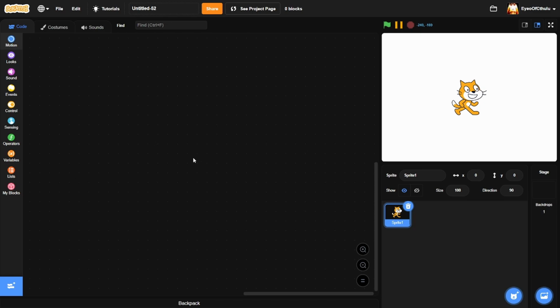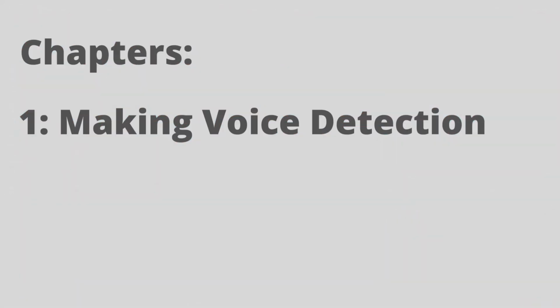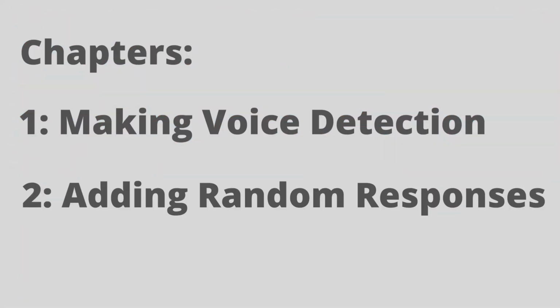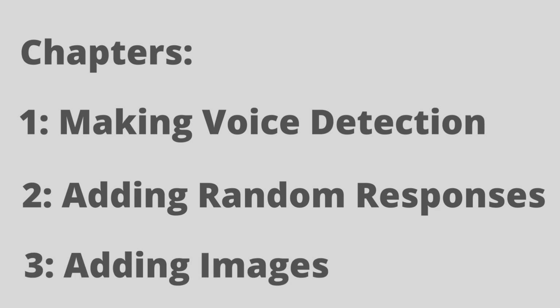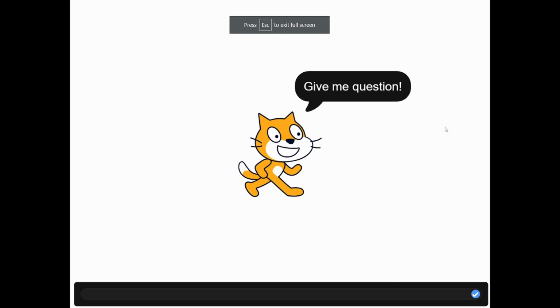So I'm going to be doing this episode differently, and I'm going to be splitting it up into chapters. So we're going to start by adding voice detection. Then we're going to move on to making Ben actually answer, and then we're going to finish off by adding the images. And no, we will not be making something that looks like this.